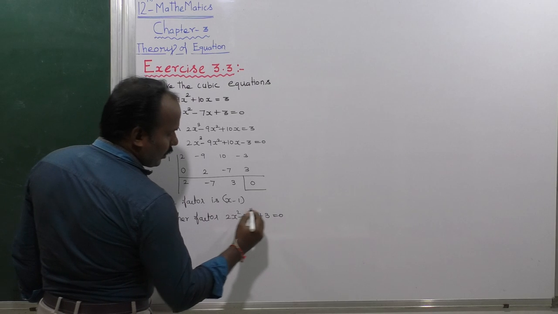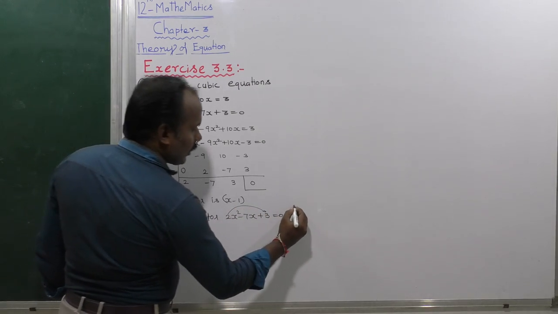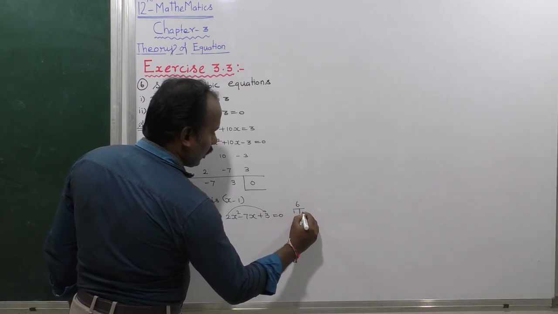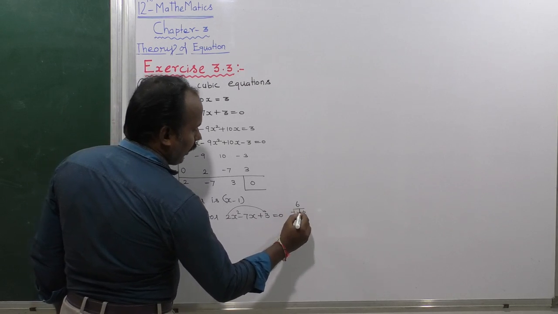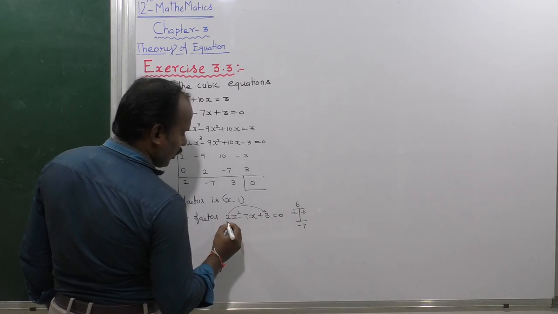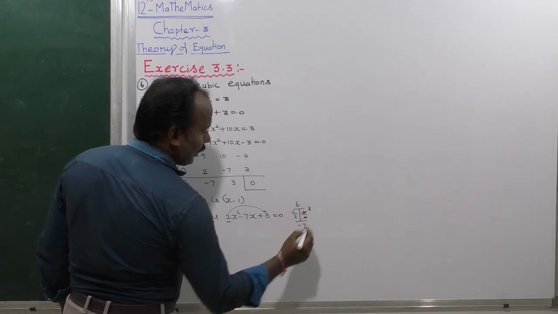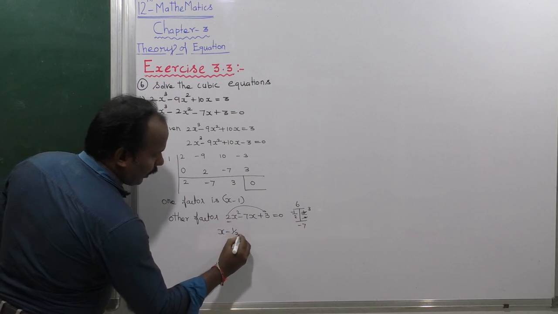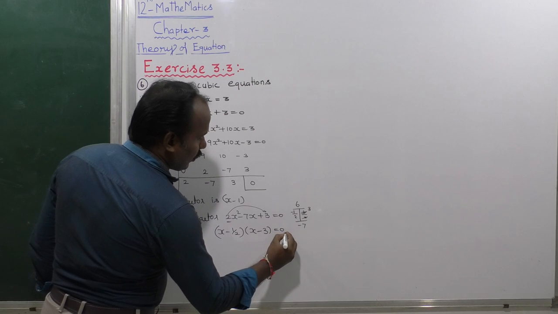This one is a quadratic equation. Multiply the coefficient of x square by the constant: multiplication 6, addition 7, so 1 and 6, 1 plus 6 equal to 7. Divide by the coefficient of x square, value 2, divided by 2, this one cancels 3. So (x minus 1 by 2), next (x minus 3) is equal to 0.